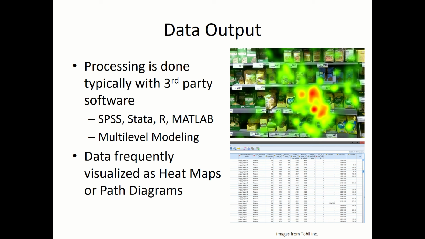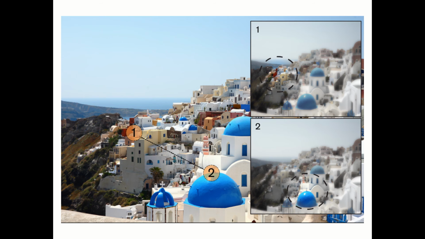The most common way you'll see eye tracking data represented, especially in papers and visualizations, even if their analysis is just with the data, is to use either heat maps or path diagrams. These are basically just two ways to visualize or conceptualize what your data actually looked like. Can I ask a question about the heat map? Sure.